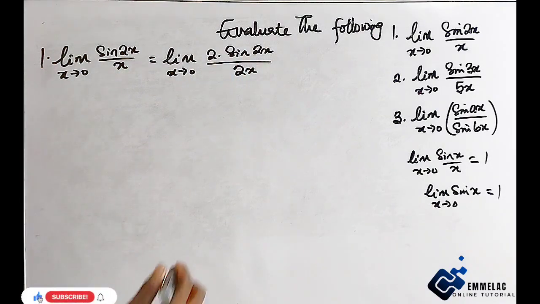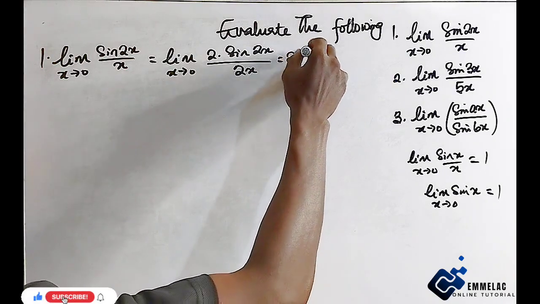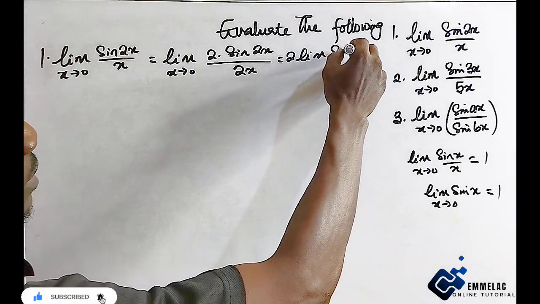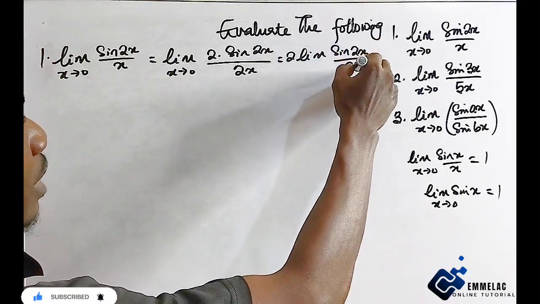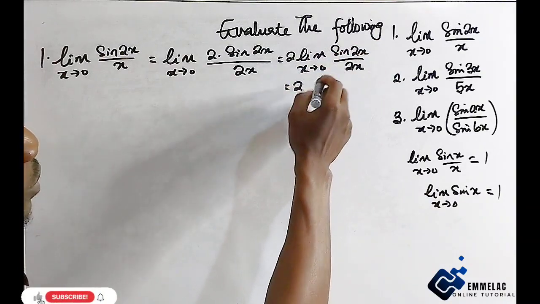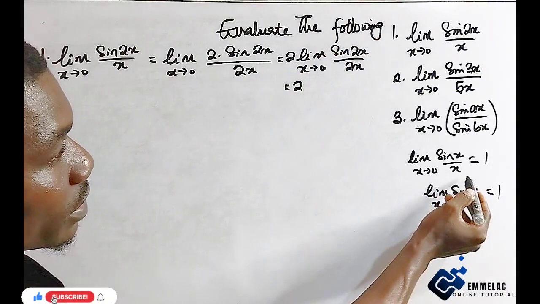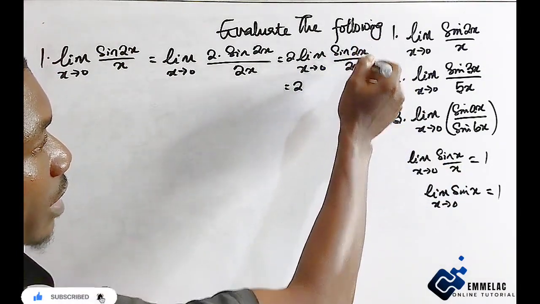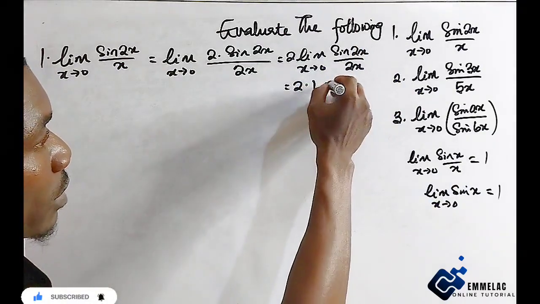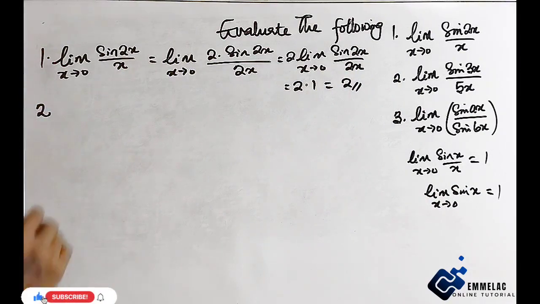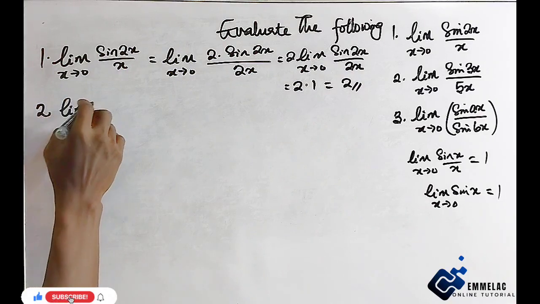So we now have the limit of sine 2x all over 2x as x tends to 0, and at this point we have the 2 outside. Now the whole of this function is similar to sine x over x, where our x is acting as 2x, so it equals 1. That gives 2 times 1, which equals 2.